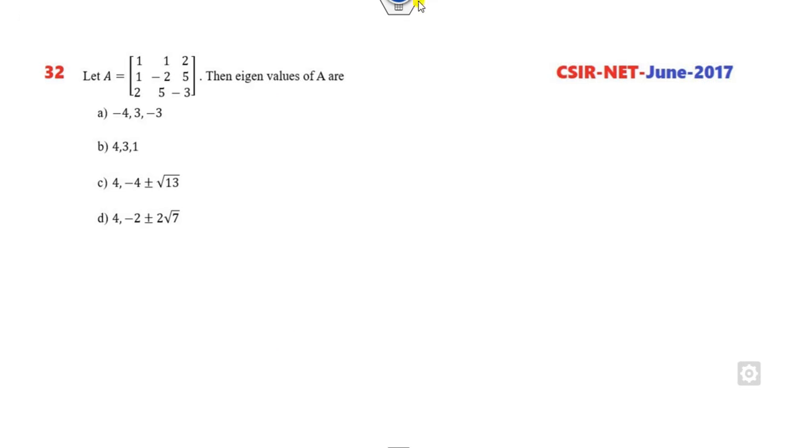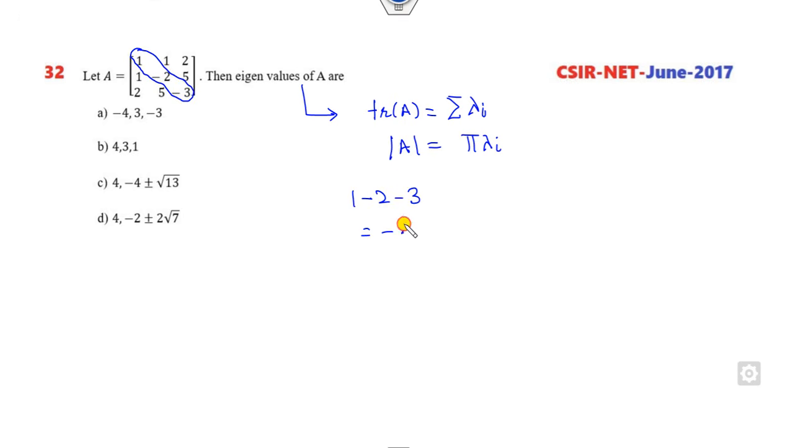Okay, which of the following is the eigenvalue? We all know the properties of the eigenvalue: the trace of A is the sum of the eigenvalues, and the determinant of A is the product of the eigenvalues. What is the trace? You can see the trace will be minus 4. Now you can see the sum is minus 4, fine.